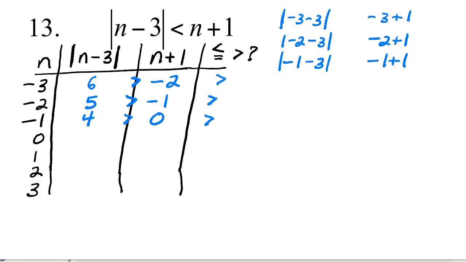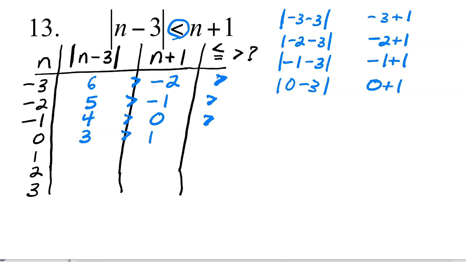So far, my answer would not be n being -3, -2, -1, because I keep getting these greater than signs. I'd like to know when it's less than. But I do notice a pattern here. Now let me plug 0 in and see if the pattern continues. 0 minus 3 is the absolute value of -3. That's 3. And 0 plus 1 would be a 1. And we get a greater than.